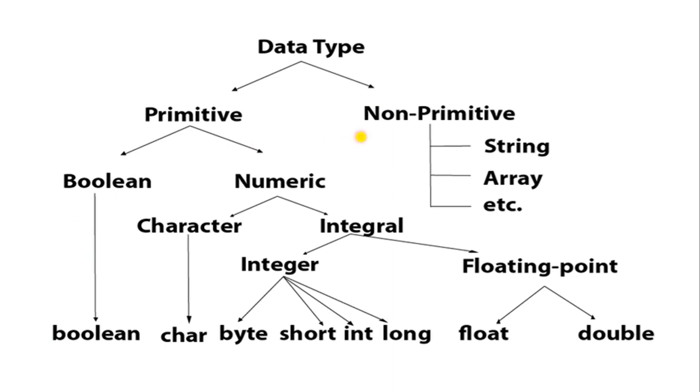Coming to the non-primitive data types, as I told, non-primitive means user-made data types. For example, string. String means many characters. If many characters are there and you join them, then it becomes a string. The string data type, whatever name you can give, is user defined. So it is a user-defined data type.